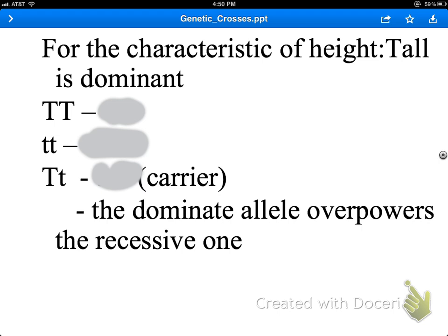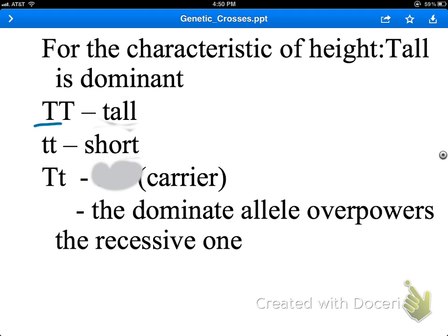For the characteristic of height, let's practice this. So if there are two capital T's, what trait would this show? If you said tall, you are correct. If there's two lowercase t's, what trait would this show? Now remember, the lowercase letter would be the opposite trait, which would be short. So if you get a short allele and a short allele, you're going to be short.